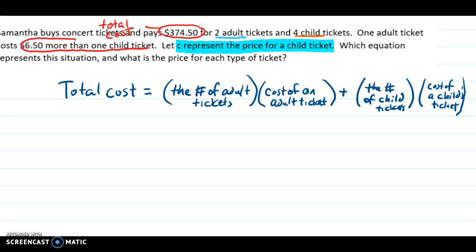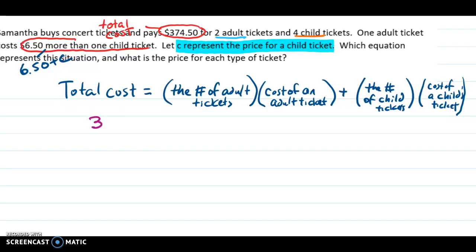Do we happen to know how much or something that represents the price of an adult ticket? Well, it says that the adult ticket is $6.50 more. So for an adult ticket, it would be $6.50 plus C. Now we have enough information to go ahead and plug into our equation. So now on the next step, do we know what the total cost is? Yes, we do. So let's go and substitute in what we know.